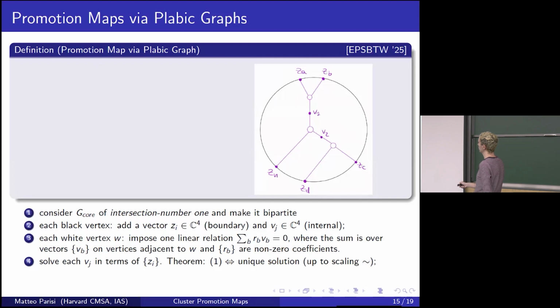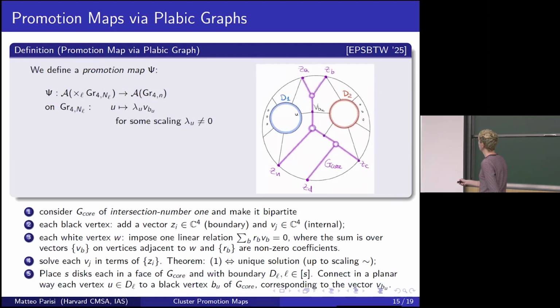We also show that because we chose the core to have intersection number 1, this has a unique solution. So having this problem have a unique solution is equivalent to having intersection number 1.